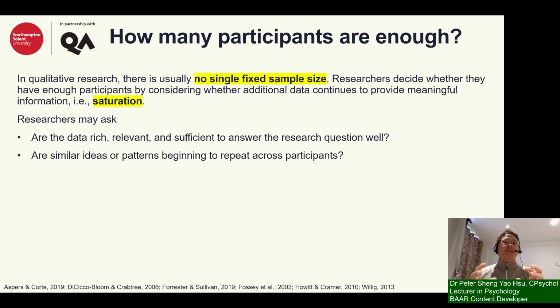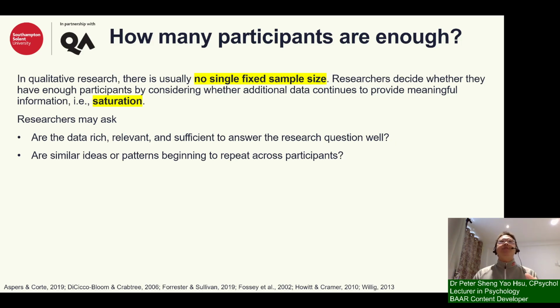One important concept here is saturation. Saturation refers to the point where additional data no longer seem to provide substantially new or meaningful information for answering the research question.